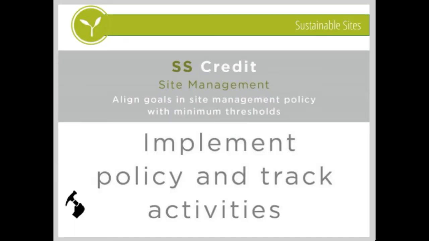Let's take a look at implementation. Step 1 is to align goals in the Site Management Policy with minimum thresholds for credit compliance. Once the policy is updated, implement the policy for the elements identified in the credit. Projects should implement and track activities to verify that the performance criteria are met.